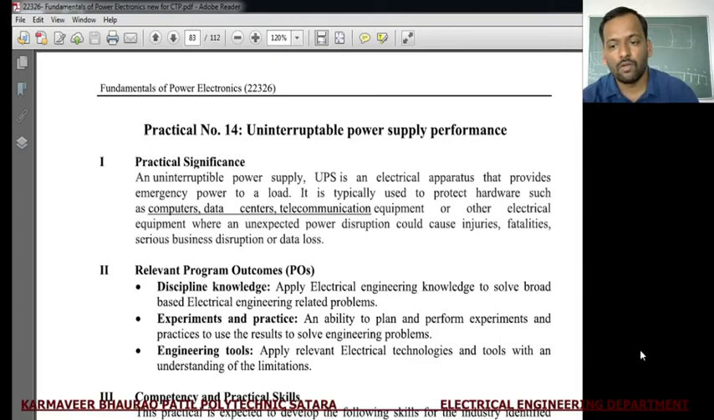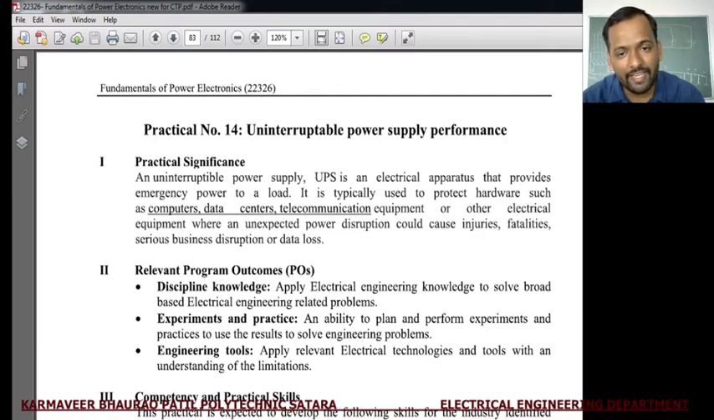Today we will do the practical of uninterrupted power supply performance. You already know the meaning of UPS. It is an emergency power source used to protect hardware such as computers, data centers, telecommunication equipment or other electrical equipment where an unexpected power disruption could cause injuries, fatalities, serious business disruption or data loss.